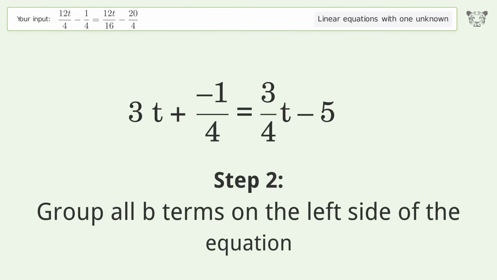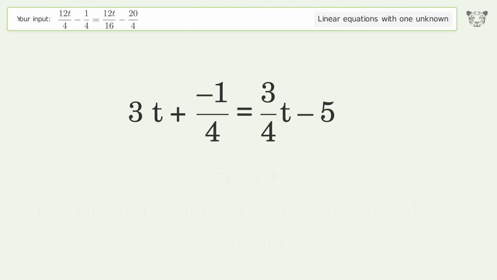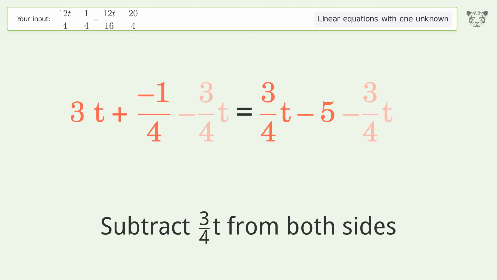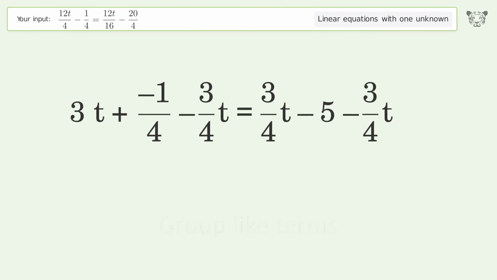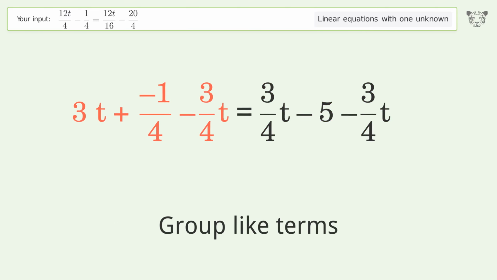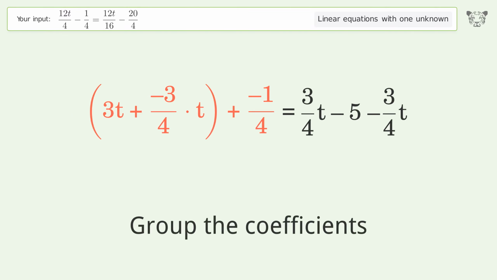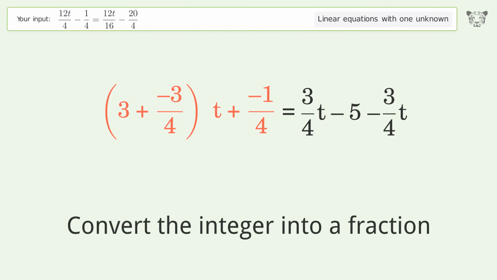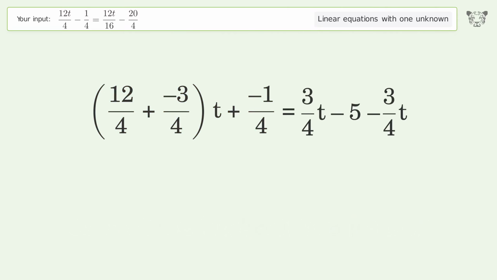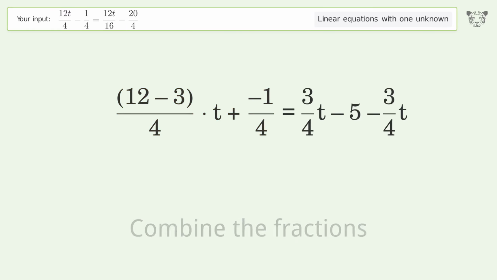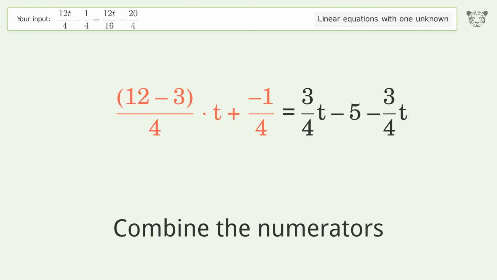Group all t terms on the left side of the equation. Subtract 3/4t from both sides. Group like terms. Group the coefficients. Convert the integer into a fraction. Combine the fractions. Combine the numerators.